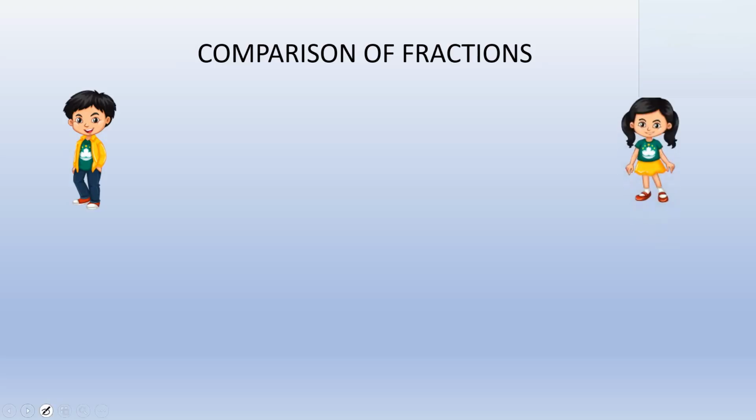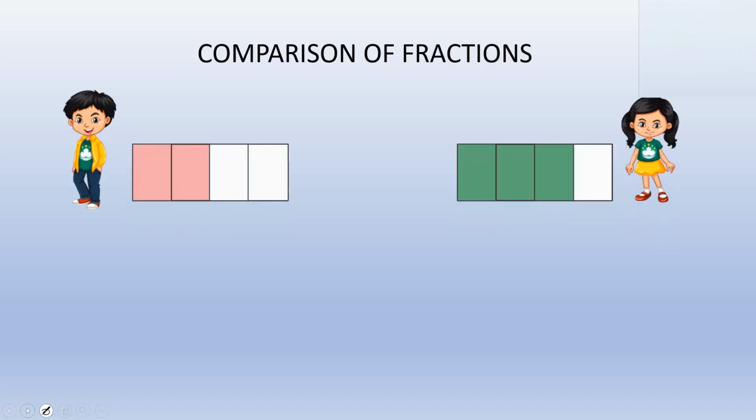Everyone, let us learn how to compare fractions. Now, comparison of fractions is done in three ways. The first way, for example: there are two children, Arav and Arna. They both are asked to draw rectangles of the same length and breadth, and then they're asked to color these rectangles.